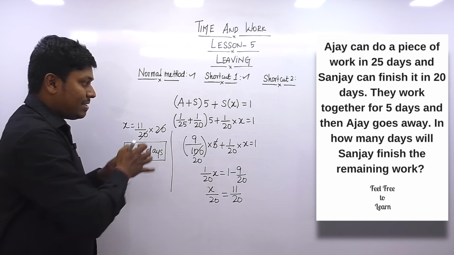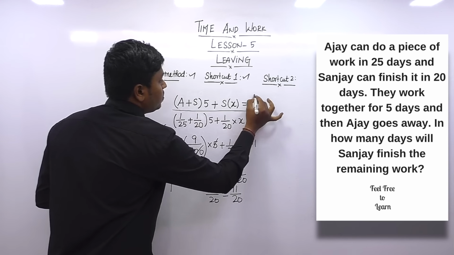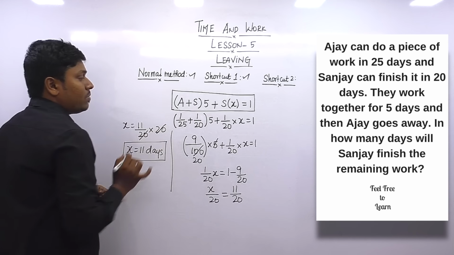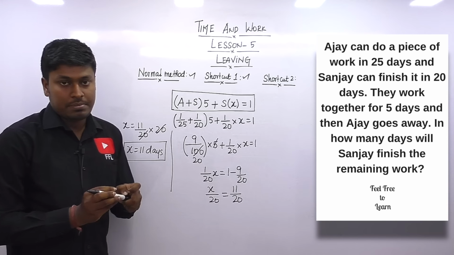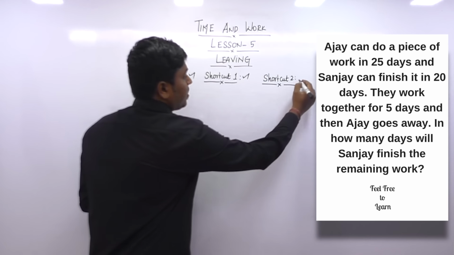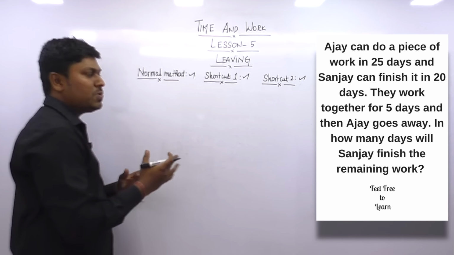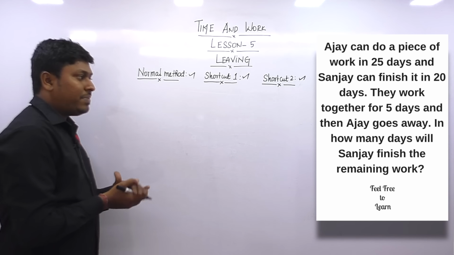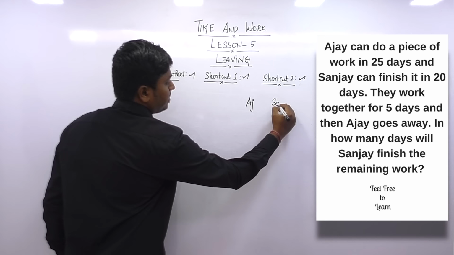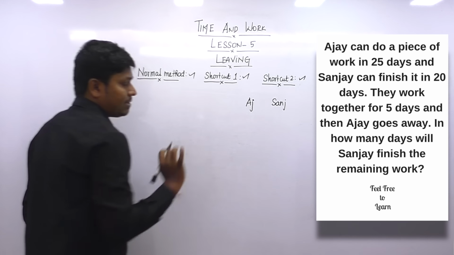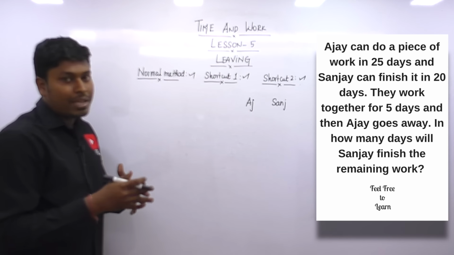So friends, in this shortcut number 1, what you need to do is know how to write this equation correctly. If you write this equation, then it becomes so simple. Now we solve this question by shortcut number 2. Shortcut number 2 is much more interesting. We know that there are 2 persons. One is Ajay and the second person is Sanjay. So which is most important, listen carefully. Both of them are working for how many days?